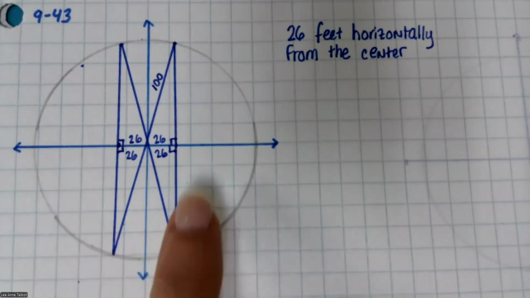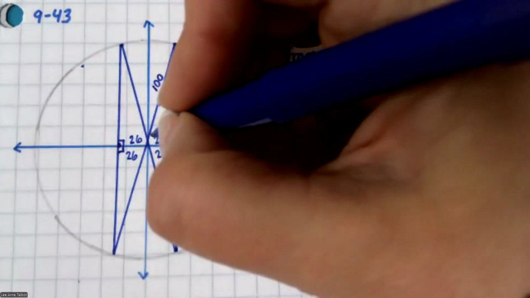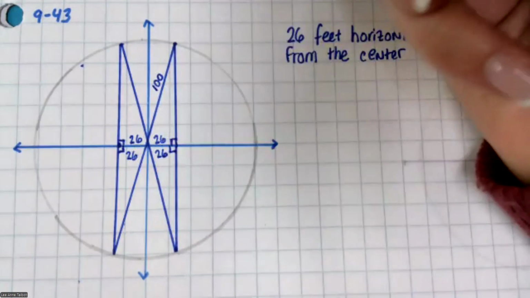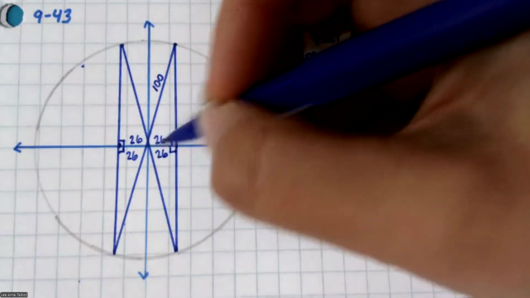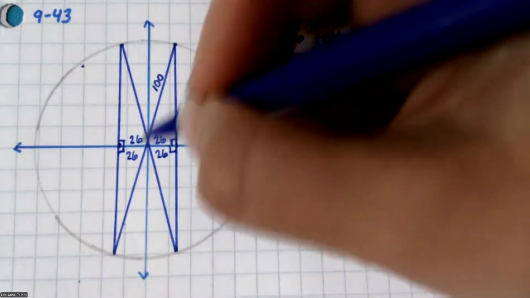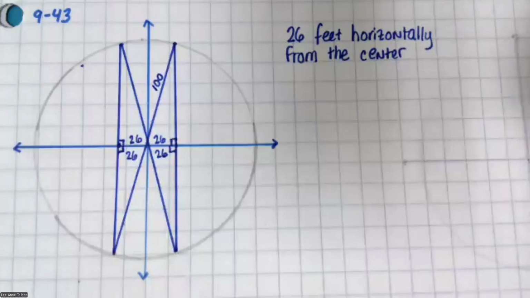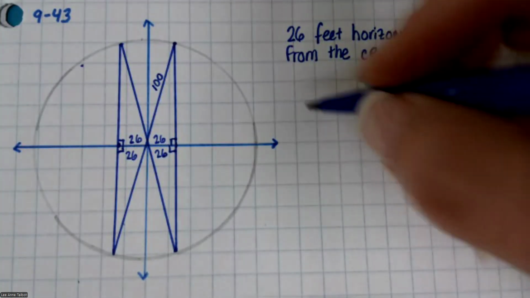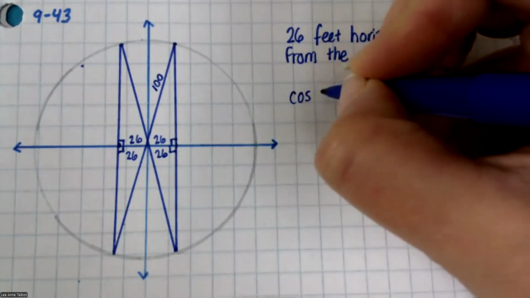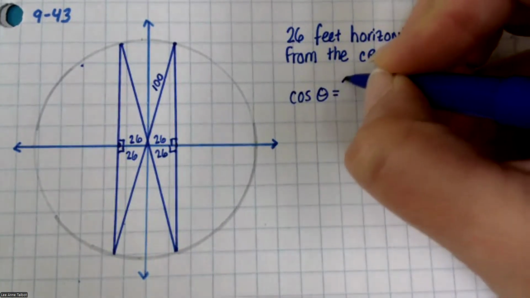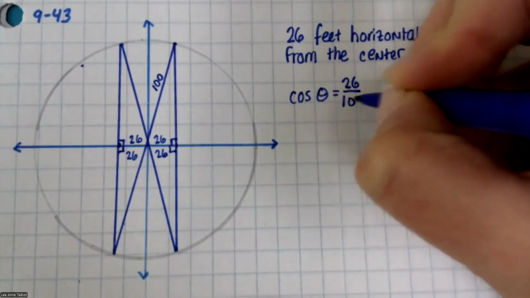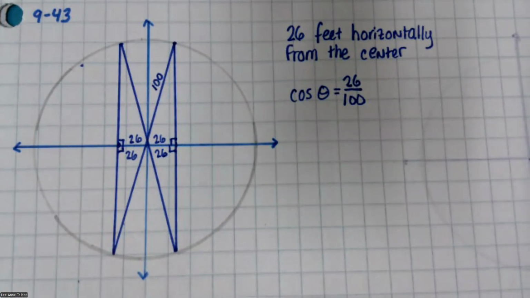Okay. Which trig function do I need to use to figure out the angle? So 26 is on the base. 100 is on the hypotenuse. Inverse cosine. Wonderful job. Okay, so we're going to say cosine theta equals adjacent over hypotenuse.